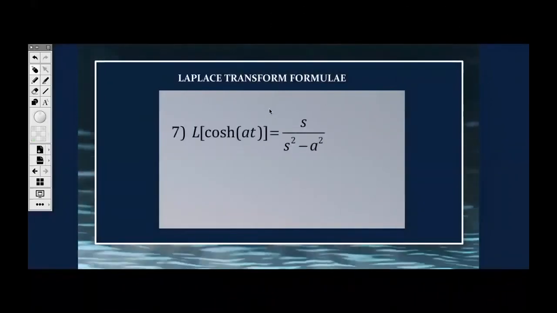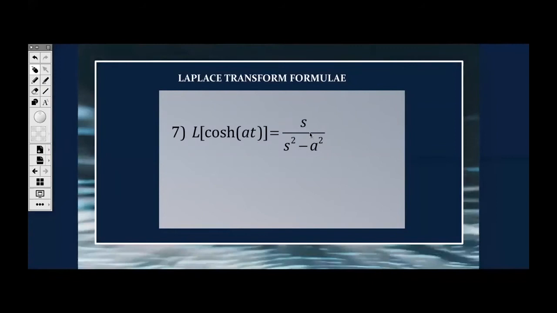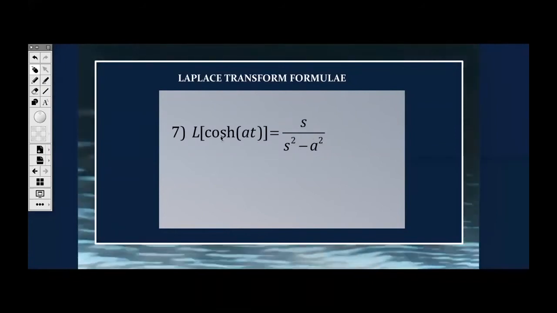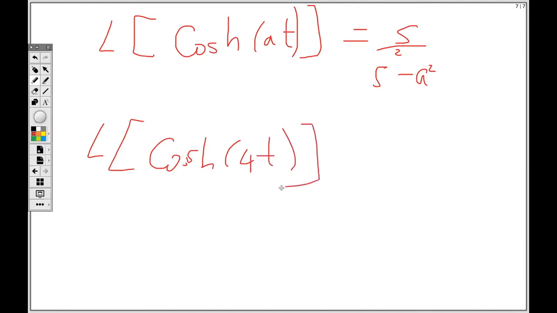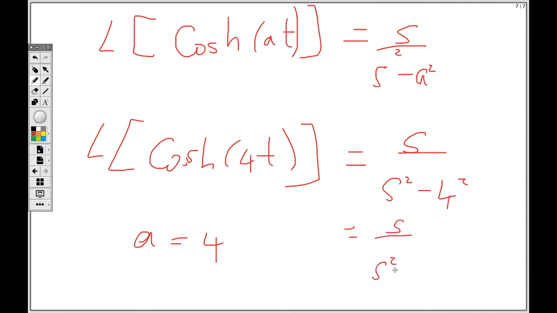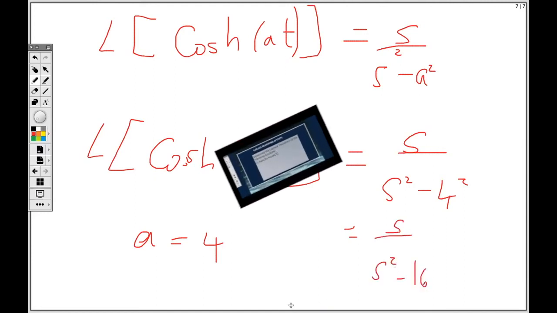Finally, the hyperbolic cos is s over s squared minus a squared. So if I have the Laplace transform of the hyperbolic cos 4t, here we can identify that a is equal to 4. So it means the answer is s over s squared minus 4 squared. So this is s over s squared minus 16.